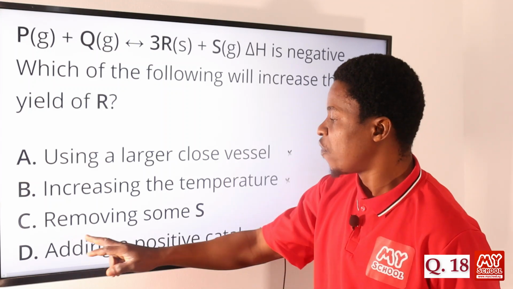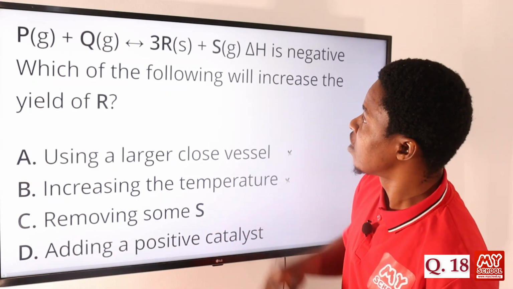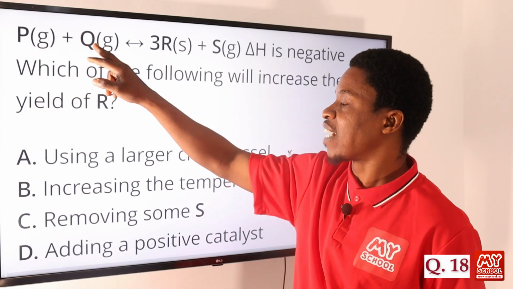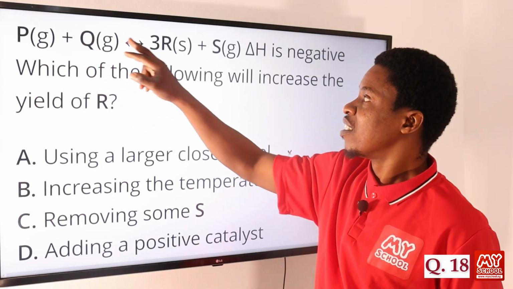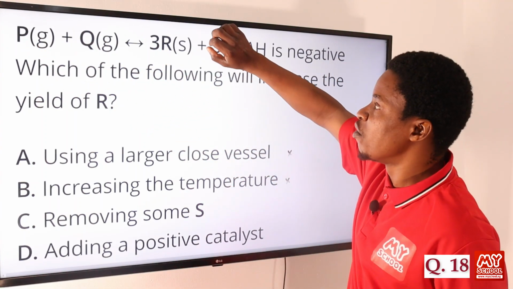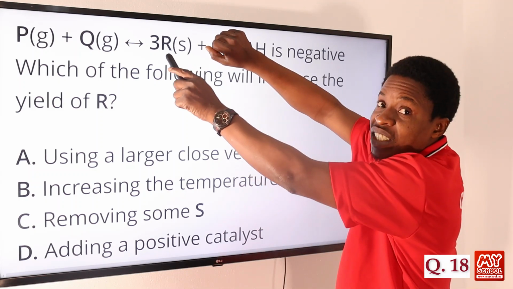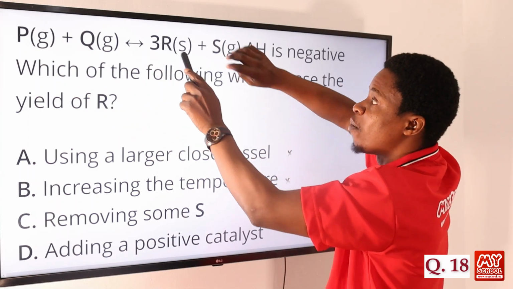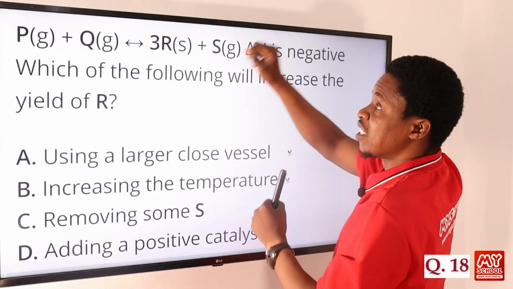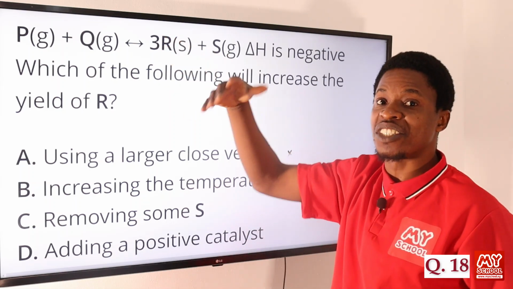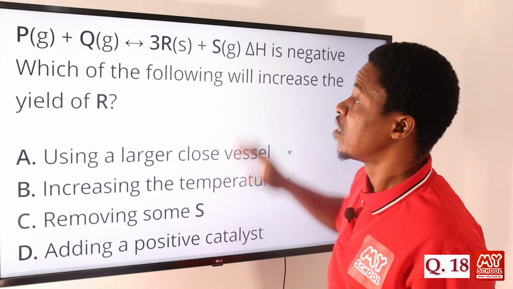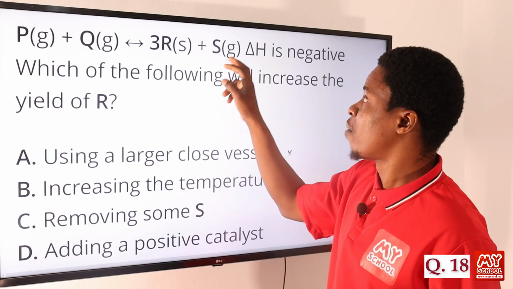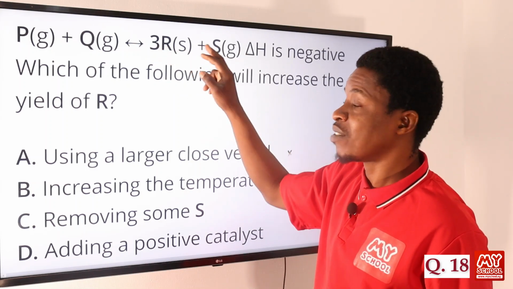Option C says removing some S. As this reaction continues and more of this is produced, if you keep removing this, you will have more of this left, because they are not going to share the space anymore. Even though this is a gas and this is solid, removing some S and leaving this one is going to definitely help us.